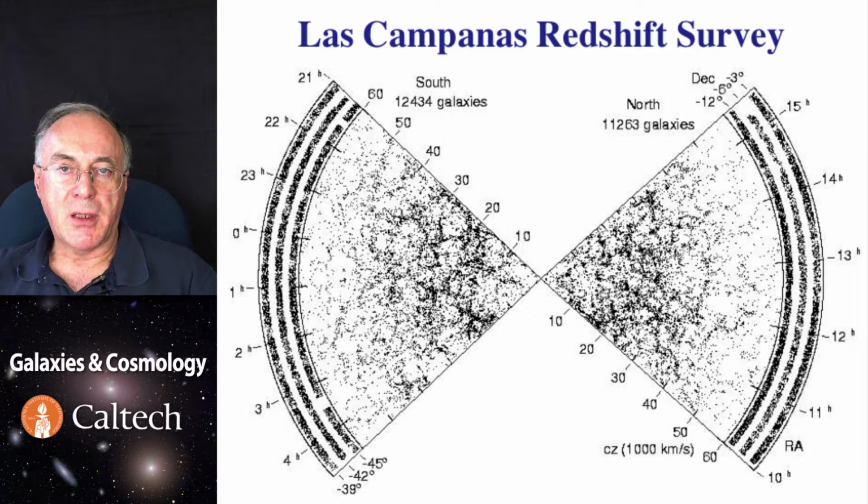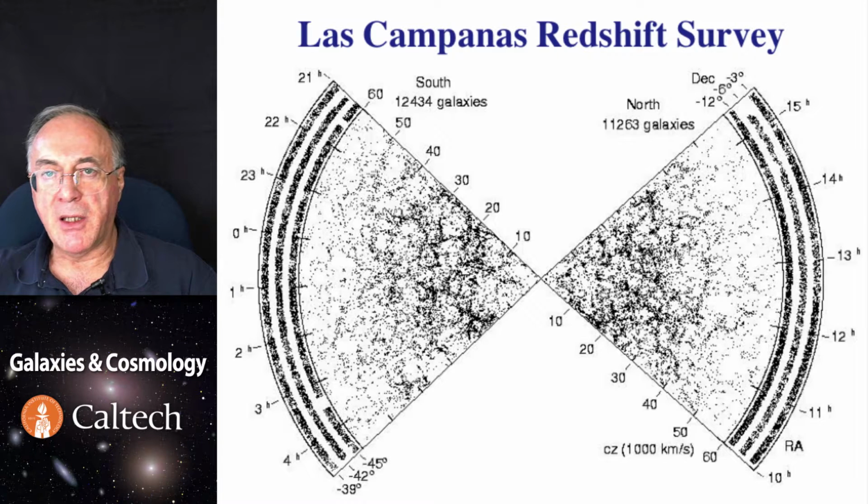Recall that the second CfA survey was a slice in the sky, a fan-shaped slice, thin in declination and long in right ascension, and they saw all these voids and filaments and so on. The Las Campanas redshift survey did the same thing, but with 3 slices, and they also went further out.